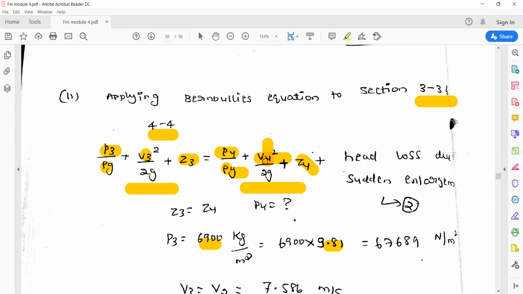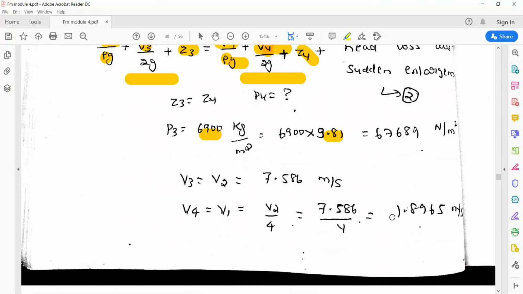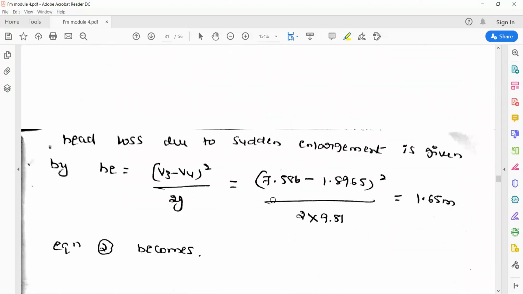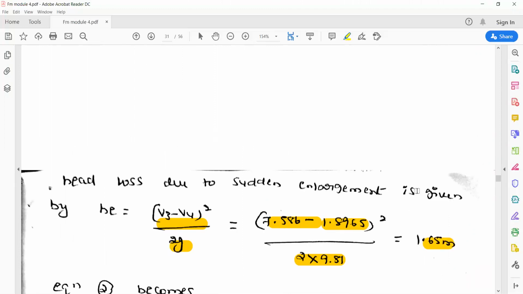So V4 square divided by 2G plus the head loss due to sudden enlargement. We have the formula for sudden enlargement, right? V3 minus V4, because the section is between 3 and 4. So V3 minus V4 whole square divided by 2G. We know V2 is equal to V3 and V1 is equal to V4. That value you can substitute, with 2 into G, where G is 9.81. If you substitute, you'll get the value of HE, 1.65 meter.